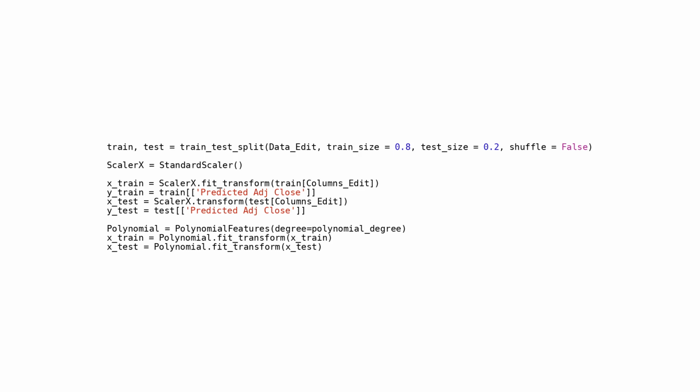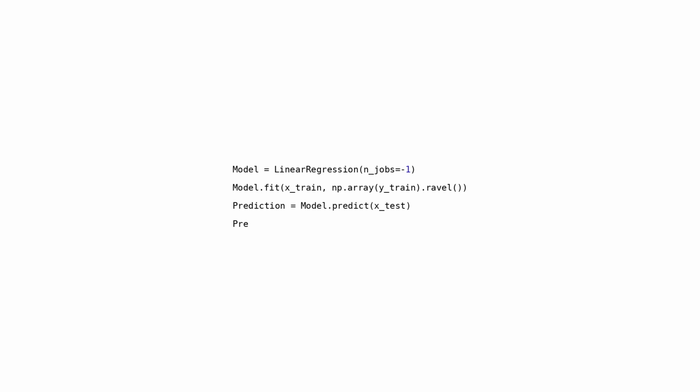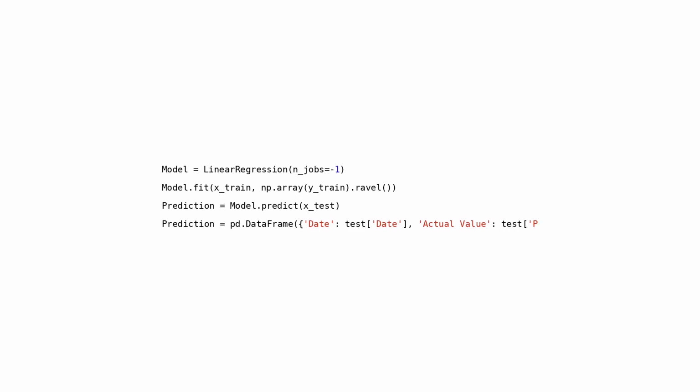the training data. This script utilizes the linear regression model from the scikit-learn library to predict stock market prices. Here is a summary of its functionality. 1. Initializes a linear regression model with parallel processing enabled via n_jobs for faster computation. 2. Trains the model using the training data XTrain and YTrain, where XTrain contains the input features and YTrain represents the target variable for prediction. The code flattens YTrain using np.ravel.